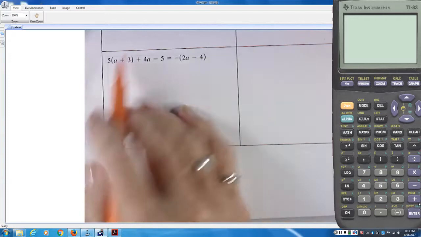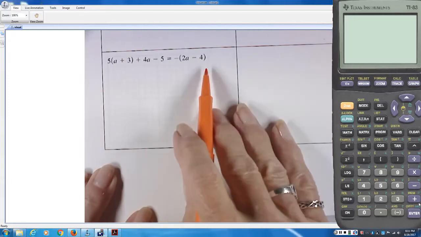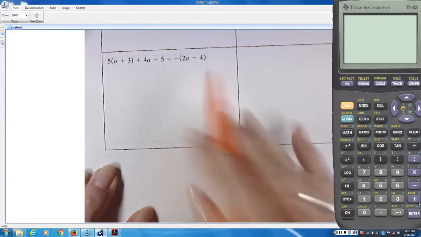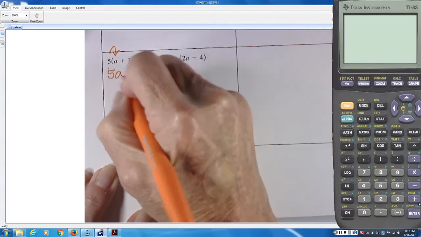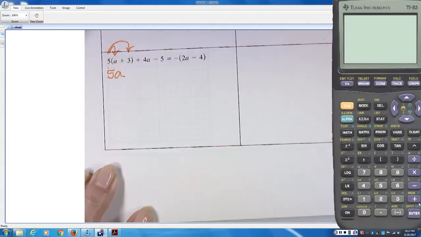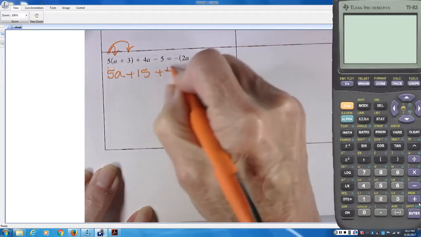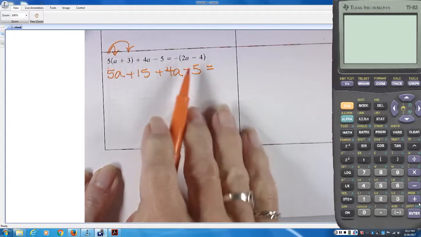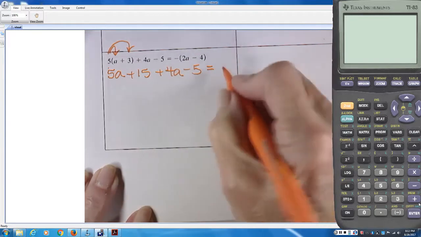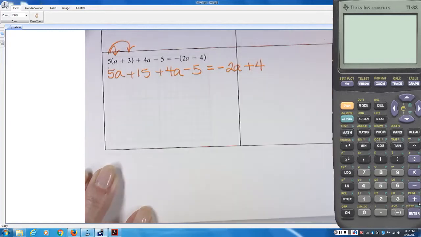Okay, this one you're having to remove your parentheses. So your first step is going to be to remove the parentheses by using what's called the distributive property. 5 times a is 5a, and then 5 times the 3, don't forget to multiply both of them, is 15, plus 4a minus 5 equals, now over here I've got a negative in front of the parentheses. That just simply means change the signs of everything inside the parentheses. So what was positive becomes negative, what was negative becomes positive.